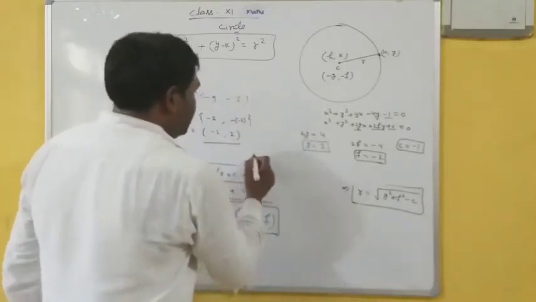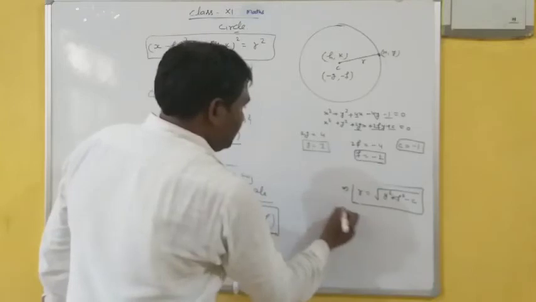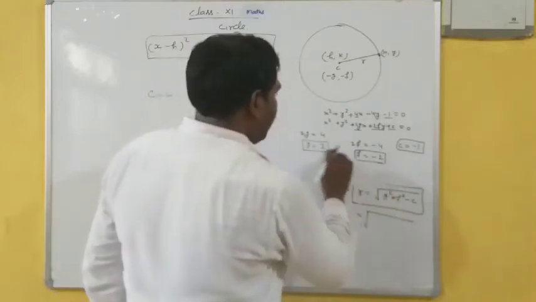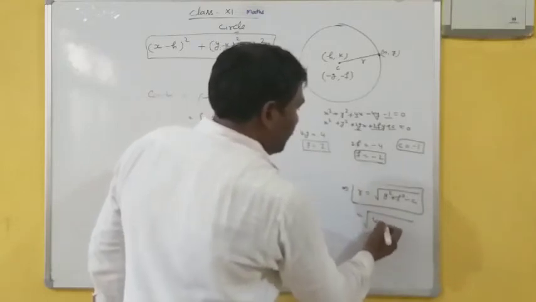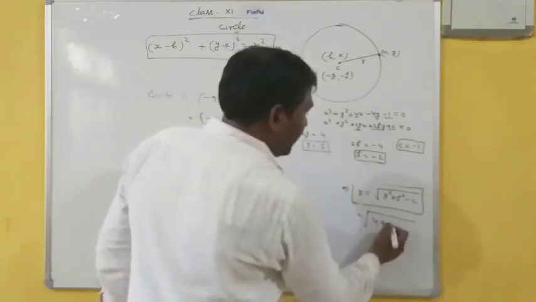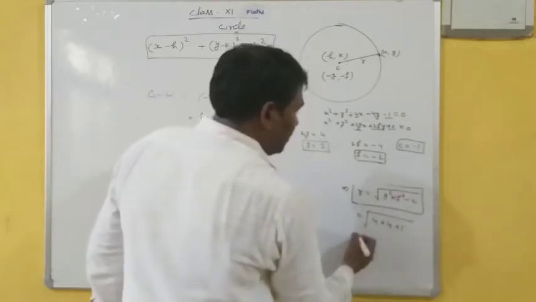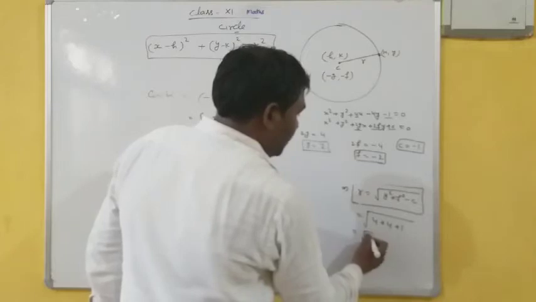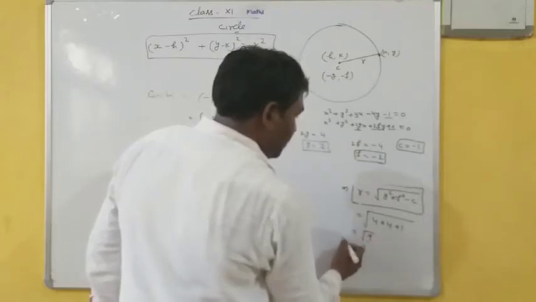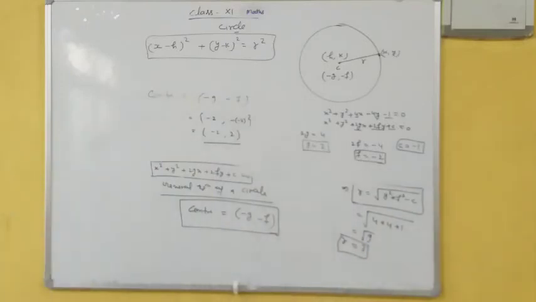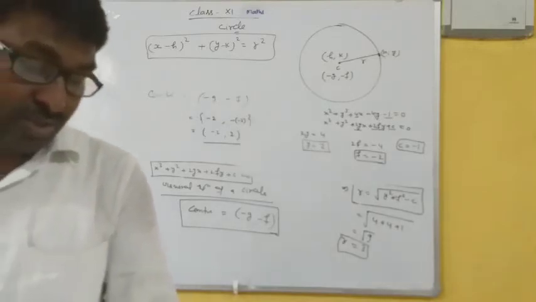And what is the radius? For the radius, you know, it is under root g square plus f square minus c. What is g? 2, 2 square is 4. F square, minus 2 whole square, again 4. Minus c, and c is minus 1, so minus minus plus 1. 4 plus 4 plus 1 is 9, under root 9, that is 3. So the radius is 3. Center is minus 2 comma 2, and radius is 3.